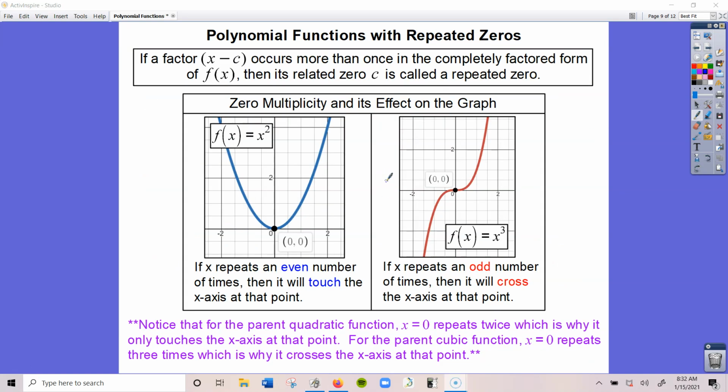Now, the last piece of information that we need in order to graph our polynomial functions, as we're still continuing with these zeros, is the multiplicity of the zero, meaning how many times that x-intercept repeats. To demonstrate that, I have these two basic examples. We have x squared and x to the third.